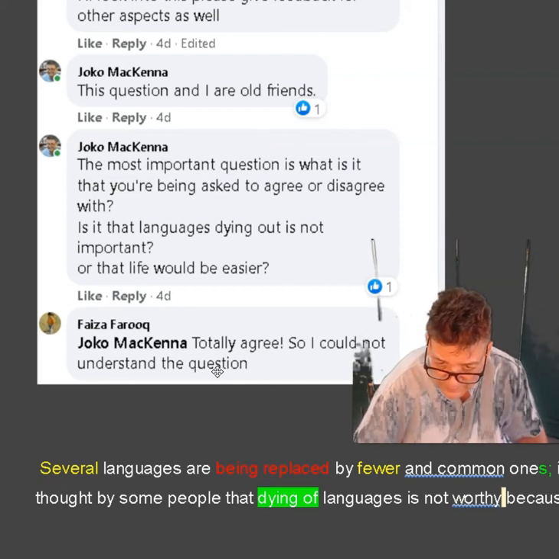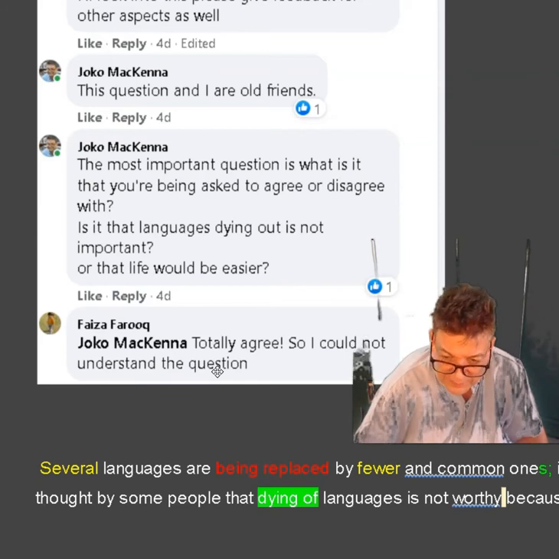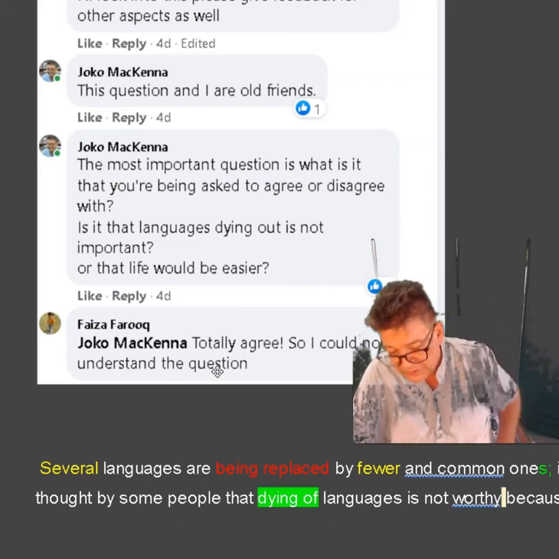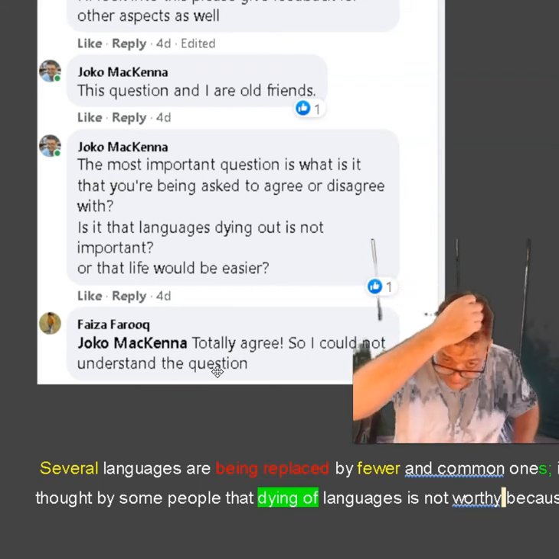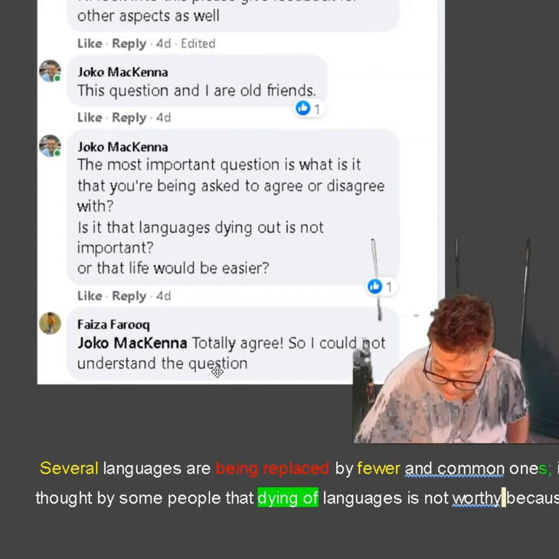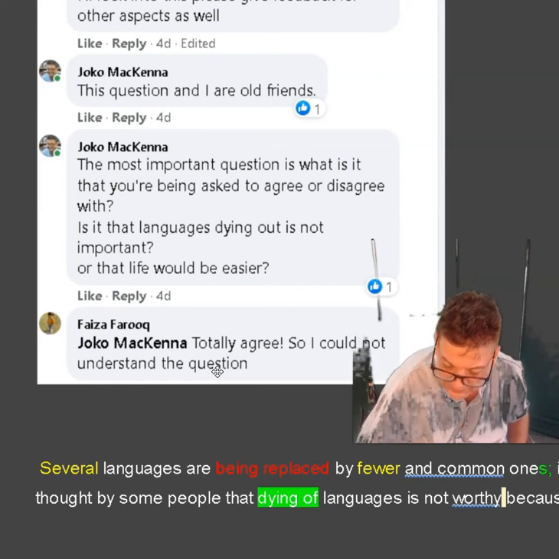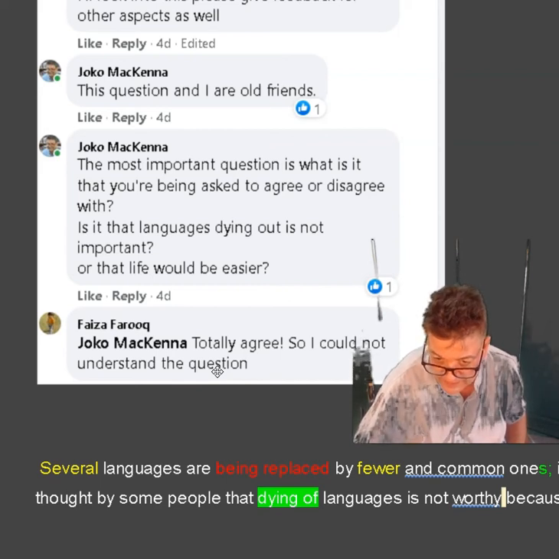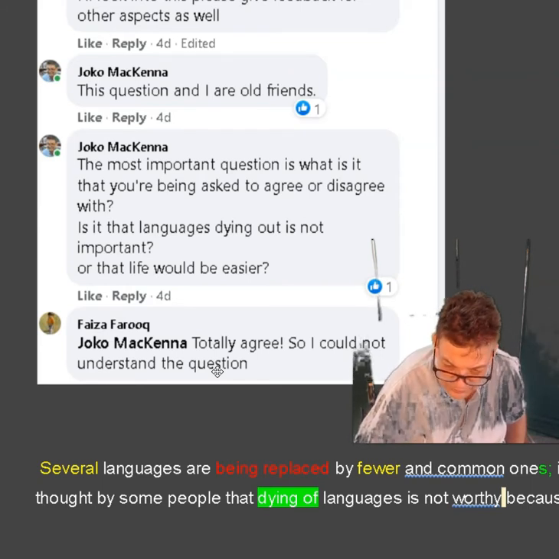Why? There are reasons to use a semicolon, and this is not one of them. It is thought by some people that dying of languages, by the way, green is grammar, yellow is word choice, and red is understanding the question, is task response. That dying of languages, that the dying out of languages, or the death of languages is not worthy. Worthy is not the word you were looking for there. It's not of significance. It's of no importance.